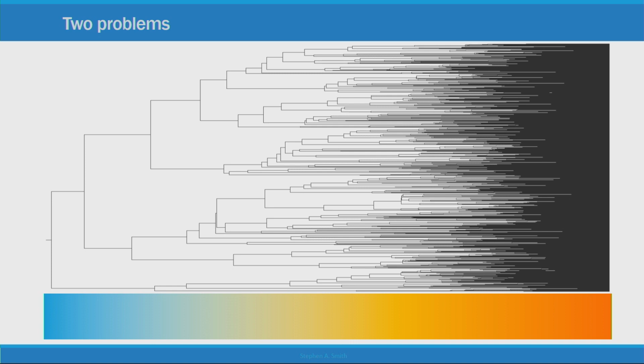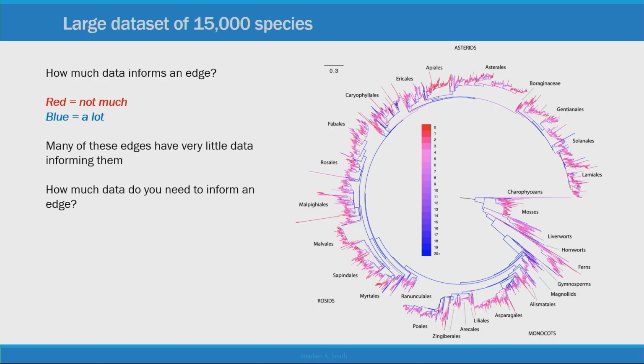So we can look at how much data we actually have to inform a particular edge. Here, I've taken a large phylogeny and then just asked how much data we actually had to reconstruct each of those edges. And so red means not that much, blue means a lot, red is bad, blue is good. So most of these edges have very little information to resolve that edge.